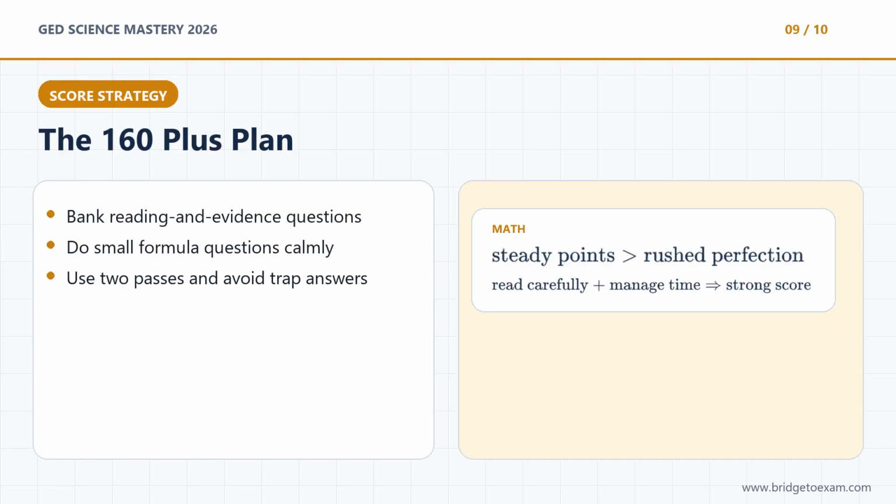The plan for a strong score is simple. First, bank the reading and evidence questions because they are the heart of GED science. Second, do the small formula questions calmly and write units. Third, refuse trap answers that go beyond the evidence. Fourth, use 2 passes so hard questions do not steal time from easier ones. You do not need perfection. You need steady points, careful reading, and a calm finish.